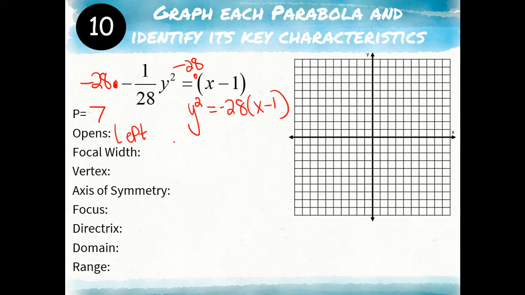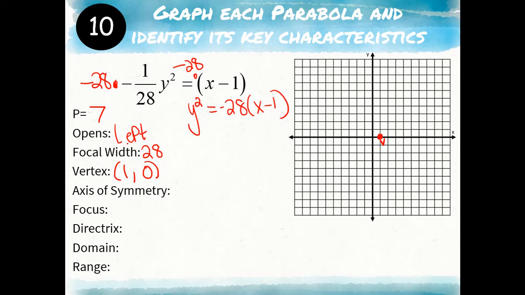My focal width, ultimately, guys, remember it's this number. It'll be 28. Whew, that's going to be big. And then vertex. Well, my x value is 1. My y value is, well, 0, right? There's nothing there. So I'm going to go 1, 0. That's going to be where my vertex is. Okay. My axis of symmetry, well, we'll wait with that.